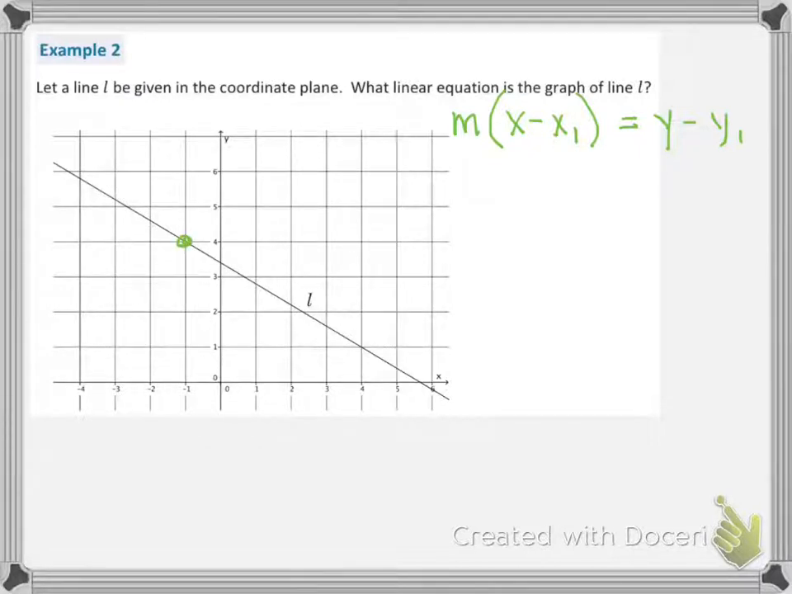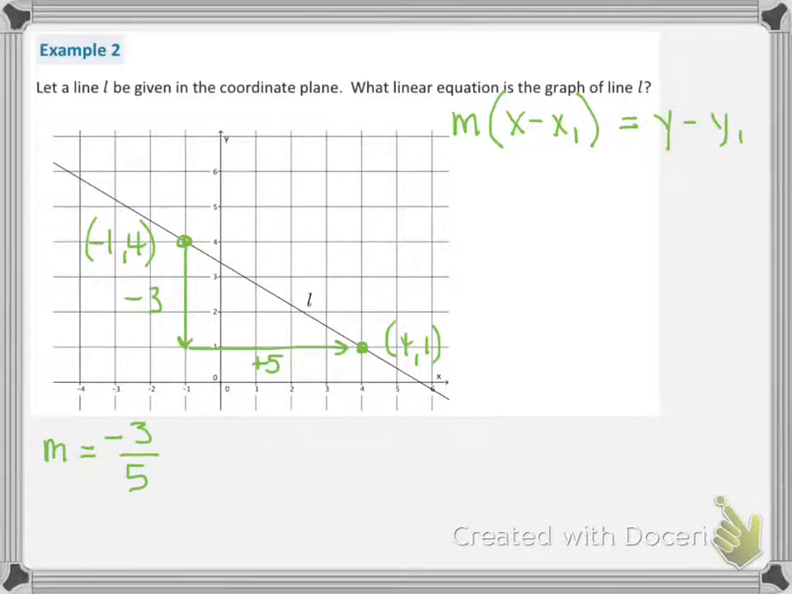I've got a point that crosses at a couple of intersections. This point is -1, 4. And then I see another one down here. This is the point 4, 1. And in order to calculate the slope, I would go down 3 and I would go right 5. So my slope is -3/5. And then I just choose a point.